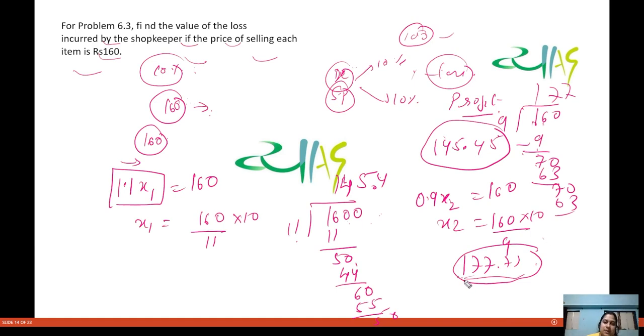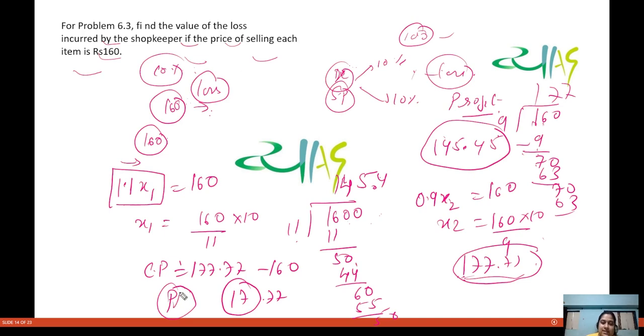So this much is your cost price for this one. So how many rupees profit are you having? 177.77 minus 160, so approximately 17.77 rupees. Okay, 17.77 rupees. Sorry, this is the loss. This is the loss again. And how much profit are you having? 160 minus 145.45. Okay, so this is almost 15 rupees profit. So that means loss is 17, profit is this much. So almost 2 rupees loss you are having, 2 rupees loss.